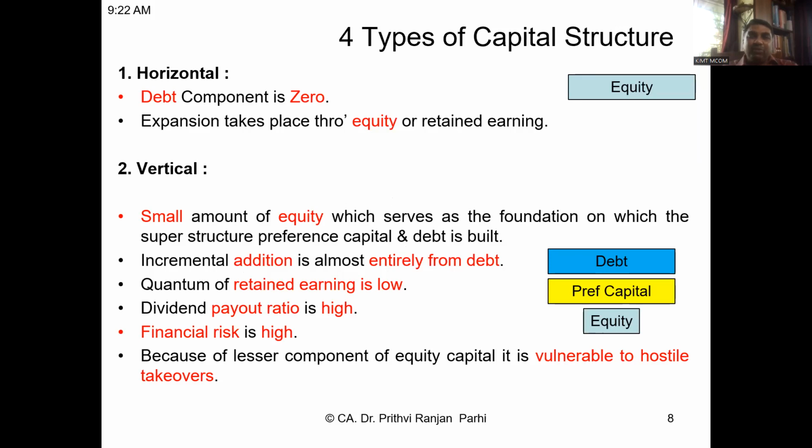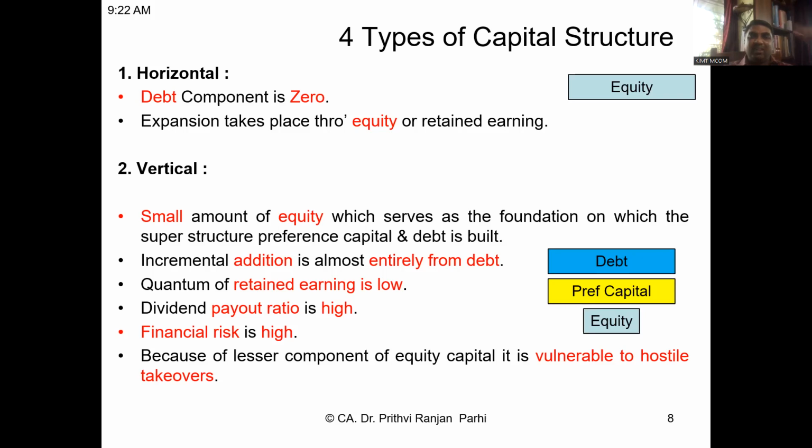At this stage, quickly we'll be learning various types of capital structure. One type you can see on the screen, which we refer to as horizontal capital structure. Here you see it can be referred to as a zero debt entity, where the debt component is zero. It's an all equity form. That's why we call it a horizontal structure, only equity is there.